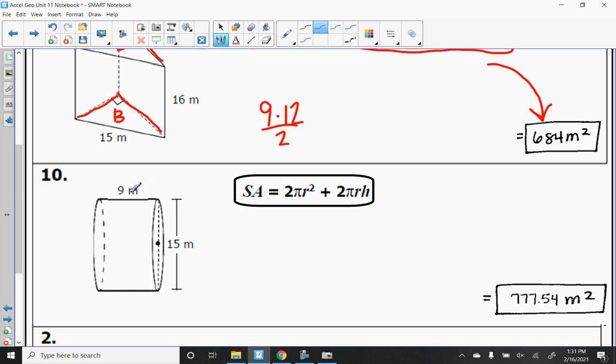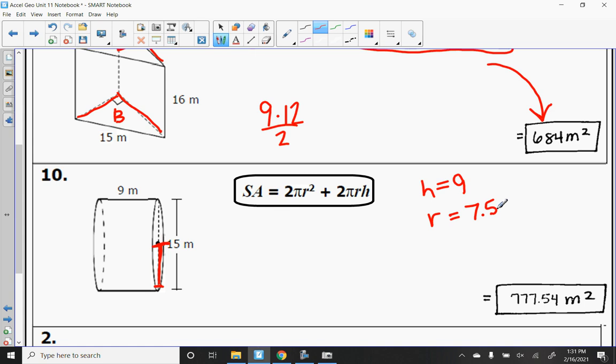I say the height, since this is sitting on its side, if we were to sit this can on its base, this can would be 9 meters tall. So our H would be 9 here. Now all we have to do is look at that circle and figure out what the radius is. The radius is half of the diameter, so it's half of 15, which is 7.5.